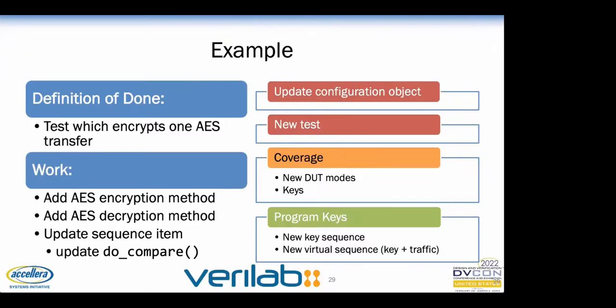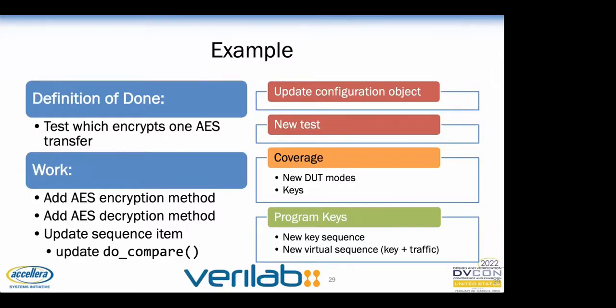This test bench will have to encrypt and decrypt data packets. This may happen in a sequence item, it may happen in a scoreboard or a predictor. At this point, it doesn't really matter where it happens. The process is essentially the same. We'll decide later where this happens. Right now, we're only listing the work that needs to be done.